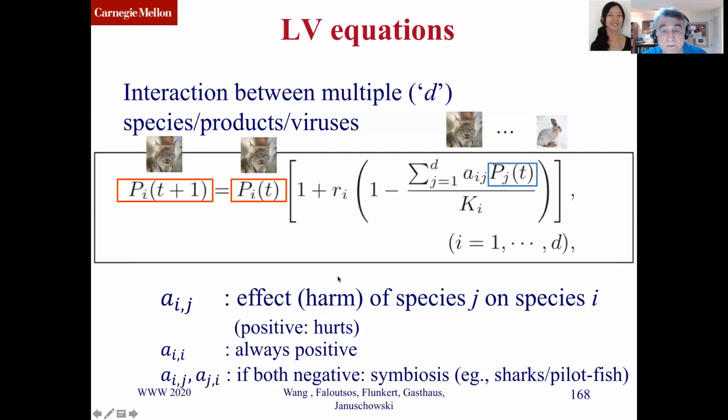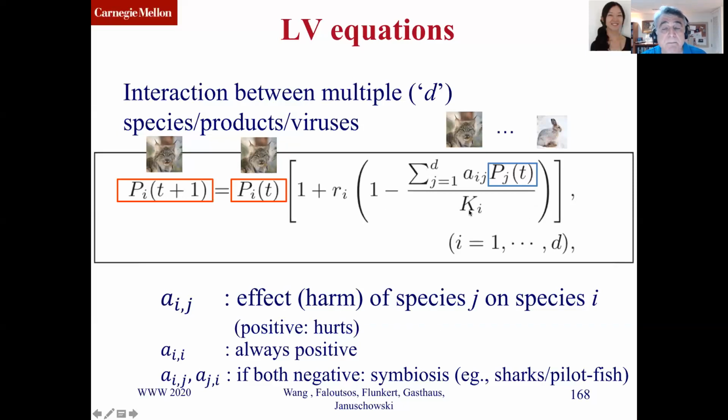And actually, this formulation can model all types of interrelationships between species. So if both Aij and Aji are negative, this is symbiosis, right? These are 2 species where one helps the other, like sharkfish and pilotfish. If they're both positive, this means that they're competing. If one is positive and the other is negative, it means that it's a prey-predator relationship. If both are 0, this means that the species don't care about each other. It's like polar bears and alligators, right? They don't have anything in common.